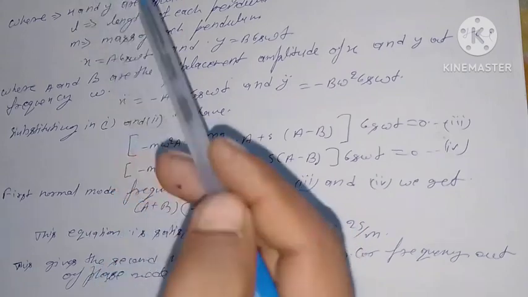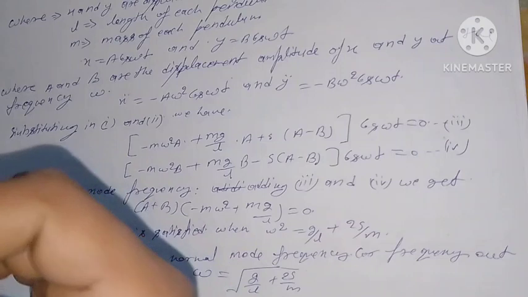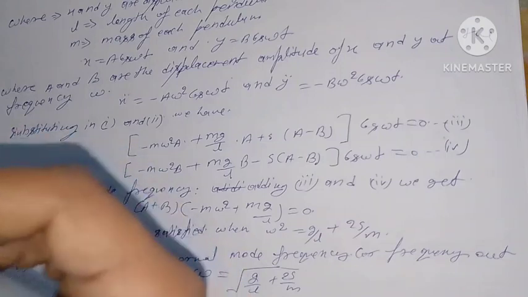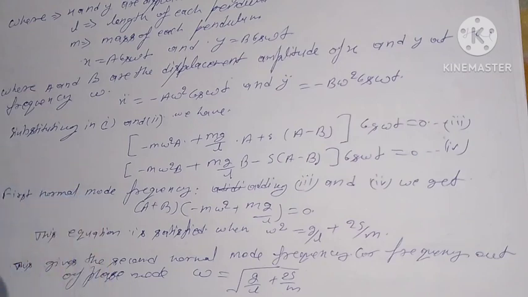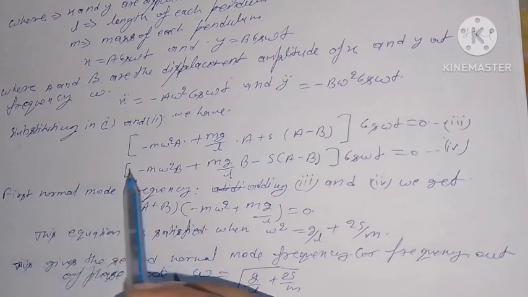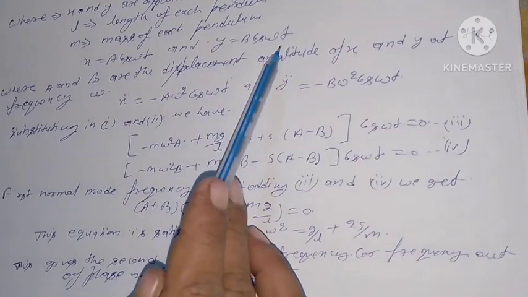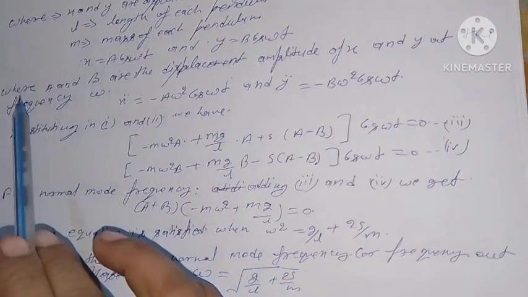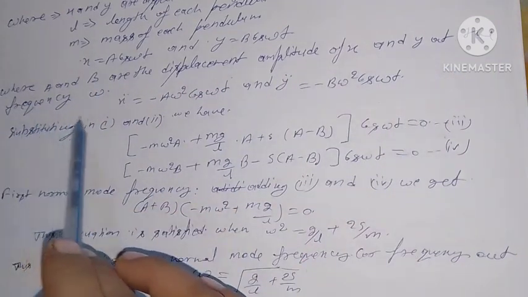Now, when a coupled system oscillates in a single normal mode, each component of the system vibrates with the frequency of that mode. We suppose that the system of coupled pendulums vibrates only in one of its normal modes. Let the frequency be ω. Then the solutions of the above equations are x = a cos ωt and y = b cos ωt, where a and b are the amplitudes of x and y, and the frequency is ω.